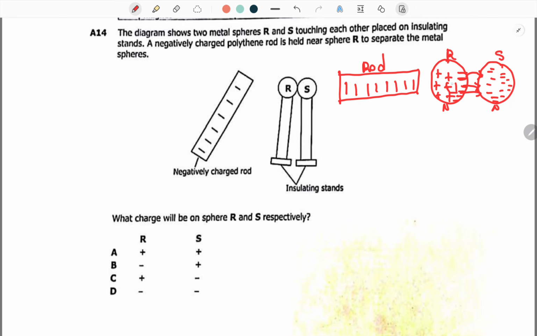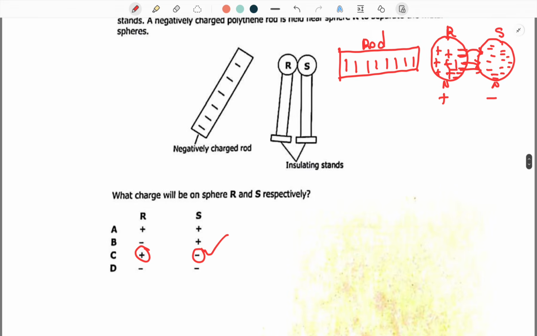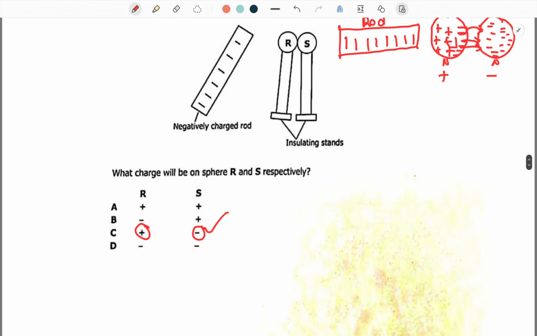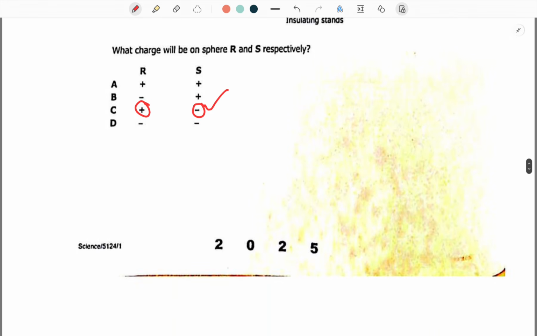Have you seen what is happening? So one will remain positive, the other one will remain negative. So R will be positive, the other one will be negative. Let me check for that answer. Positive, negative. So C is our best answer. Just use the concept I've used. It's actually very simple. That's charging by induction.